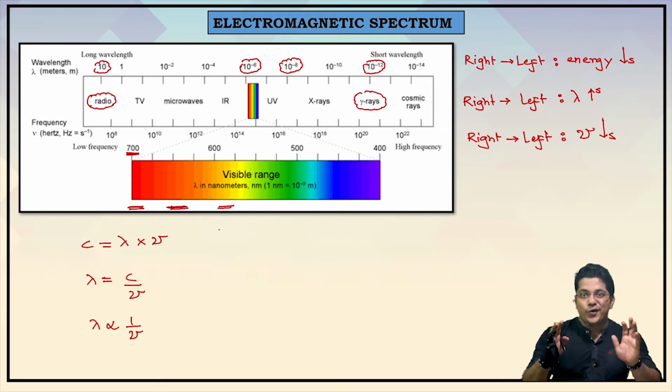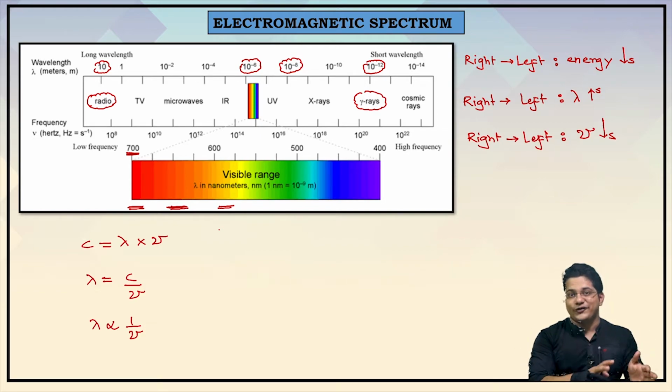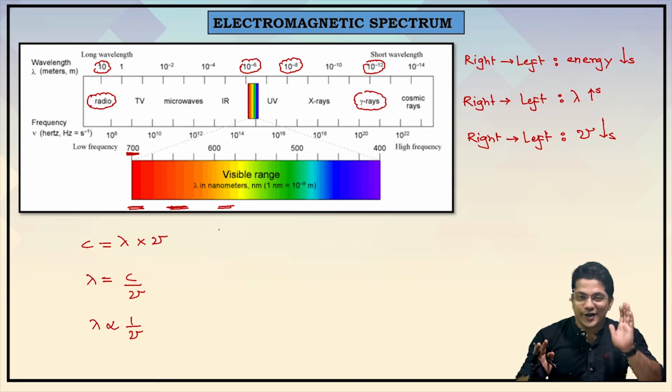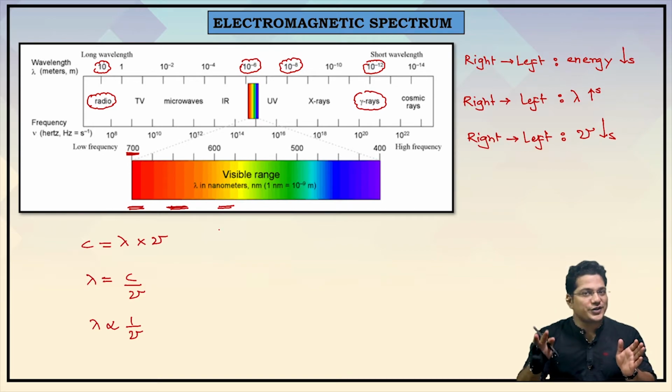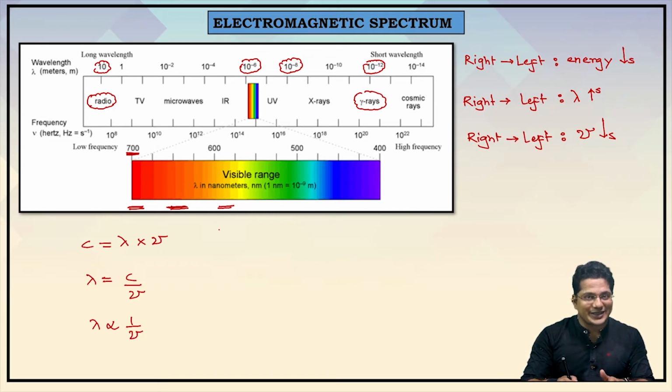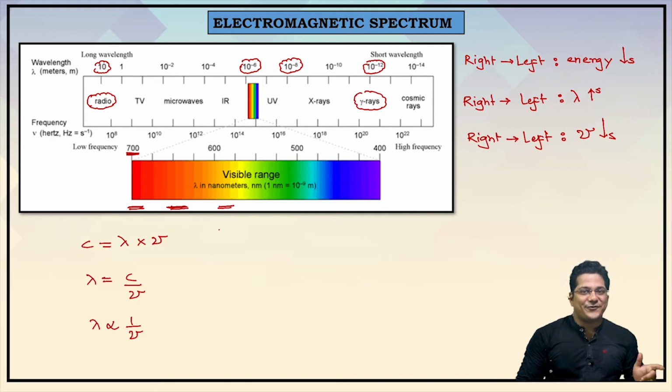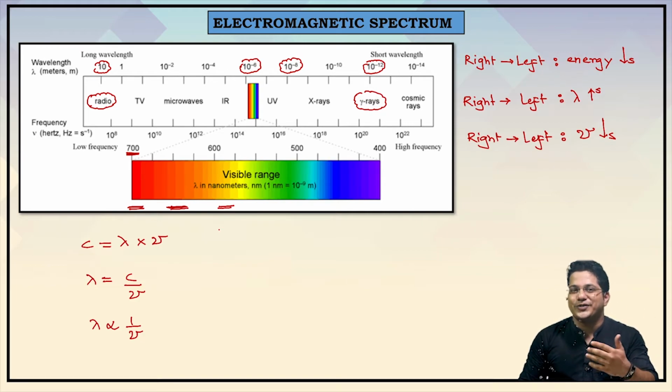But what is the thing that you need to understand over here? Moving from red towards violet, once again I repeat, moving from red towards violet, what is happening to your energy? Is your energy going on increasing? Yes, we have said that from right to left, the energy decreases. That means from left to right, the energy has to increase.